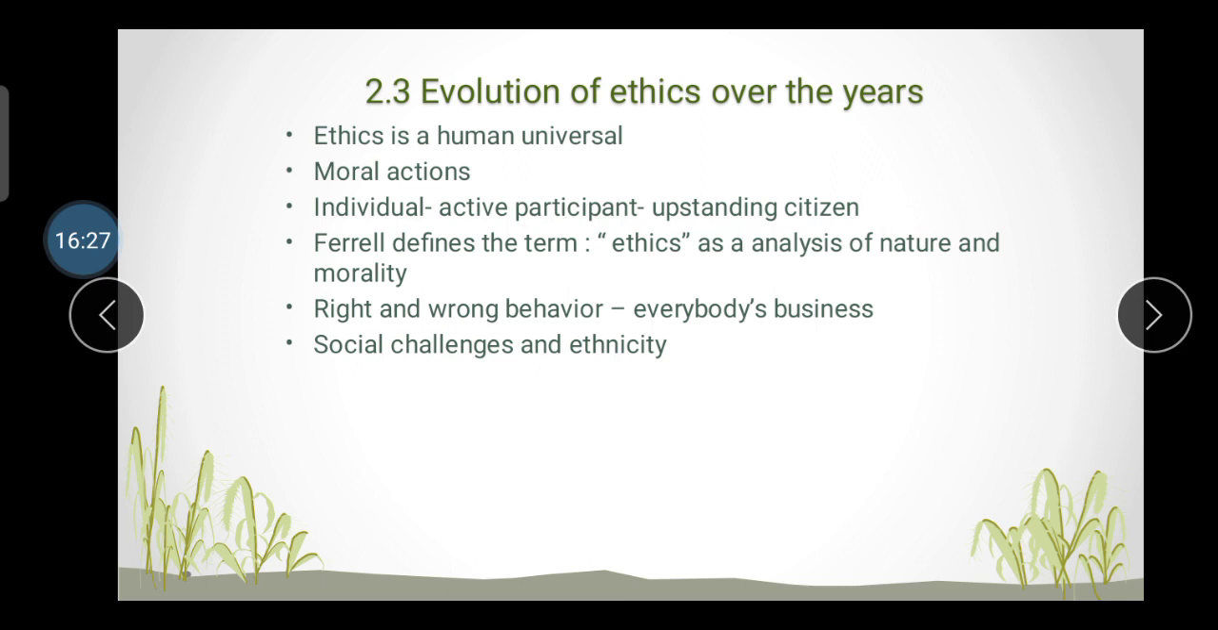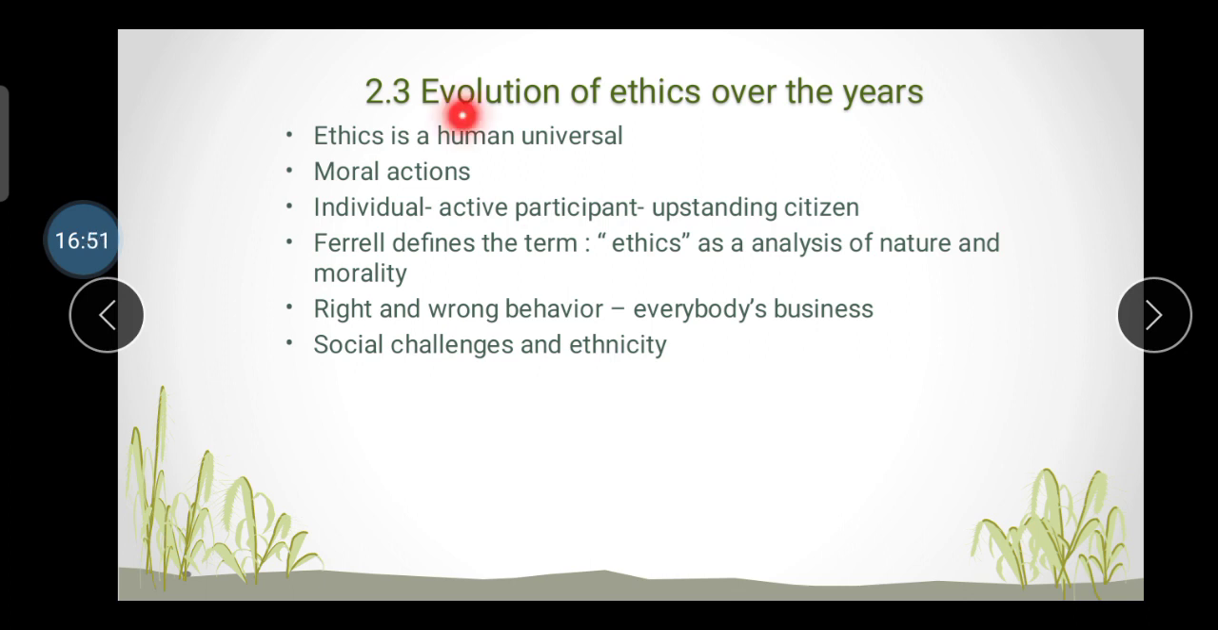Then the third topic is the evolution of ethics over the years, and how these ethics are considered. Ethics is one type of human universal. Ethics are considered from the humans. First of all, they have to get their personal ethics, what is good and what is bad, according to their rules and regulations and according to their personal lives.